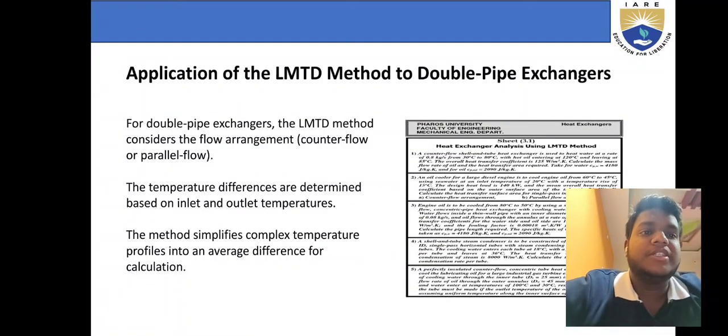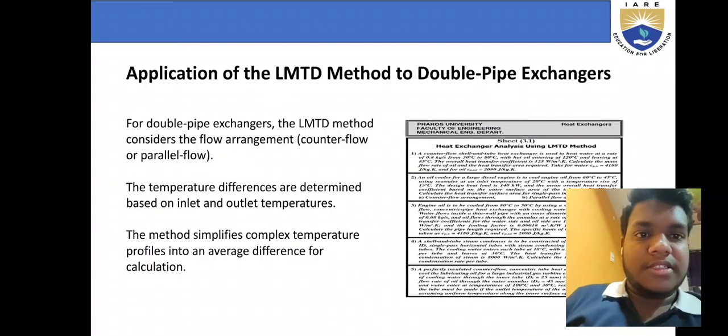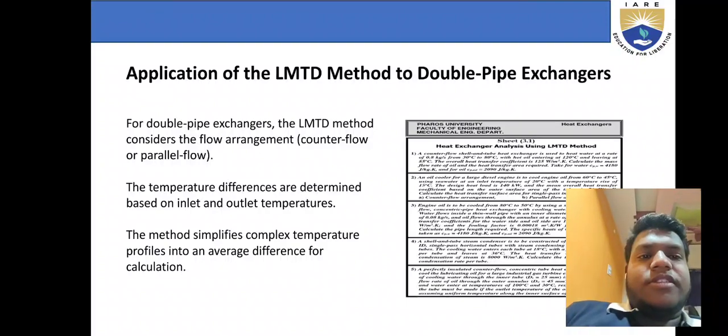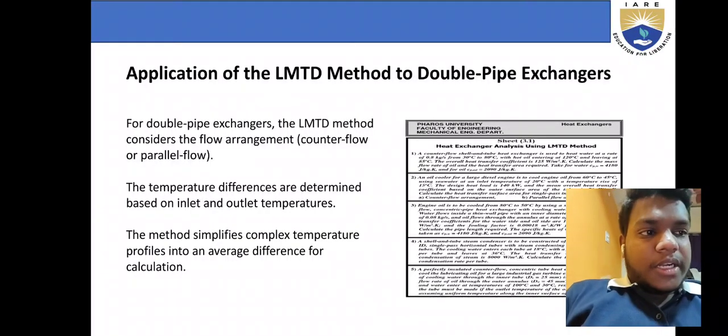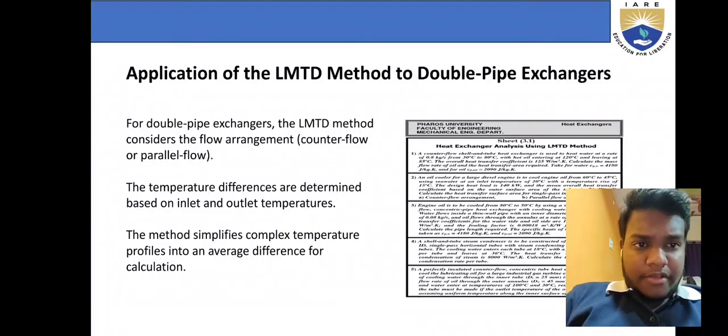Application of the LMTD method to double pipe exchangers. For double pipe exchangers, the LMTD method considers the flow arrangement, counterflow or parallel flow. The temperature differences are determined based on inlet and outlet temperatures. This method simplifies complex temperature profiles into an average difference for calculation.